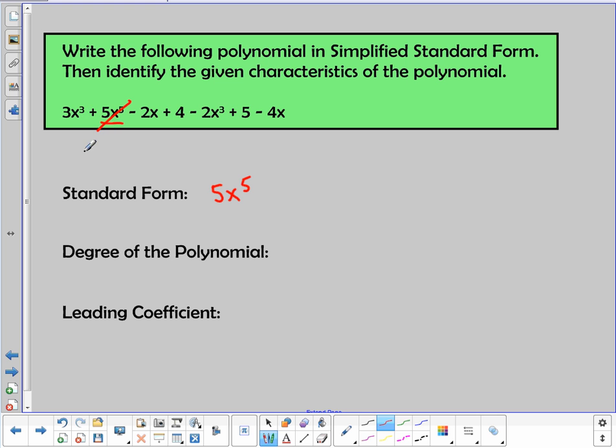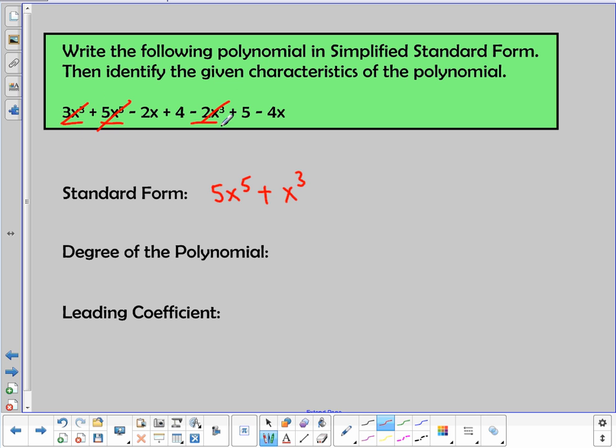Then I would look for an x to the 4th. That's an x to the 3rd, x constant, x to the 3rd, constant, x to the 1st. I don't have an x to the 4th, so I'm going to skip that term. I'll go down to x to the 3rd. Here's an x to the 3rd, and here's an x to the 3rd. 3 minus 2 gives me 1, so that's plus 1x to the 3rd, which we don't need to write the 1 as a coefficient. We just write it x to the 3rd. So I'm done with that, done with that.